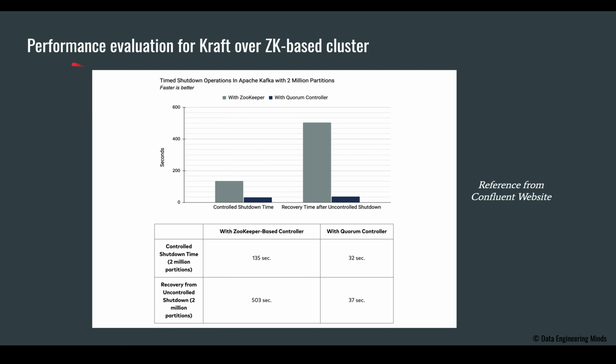Now let's check the performance evaluation conducted by Confluent for Kraft architecture over Zookeeper-based architecture. So you can clearly see that the performance of the Kraft architecture is significantly higher compared to the performance of the Zookeeper-based architecture. For example, in case of an uncontrolled shutdown and recovery for a cluster with 2 million partitions, the Zookeeper-based architecture takes around 8 to 9 minutes, whereas the Kraft architecture takes less than a minute.